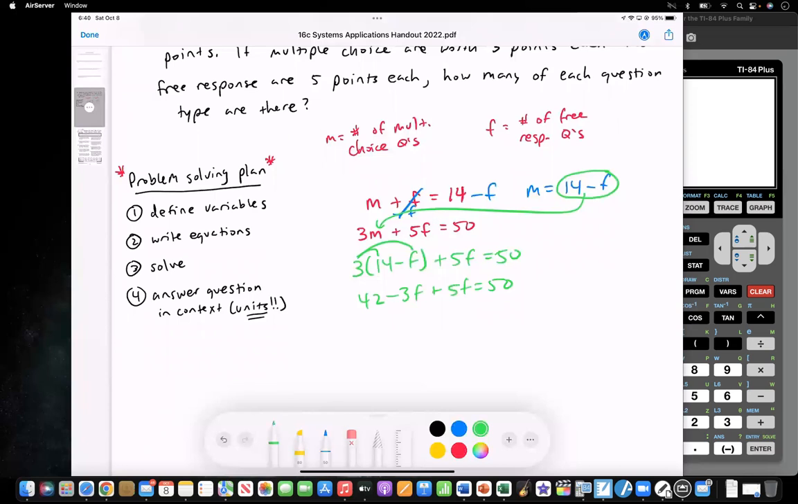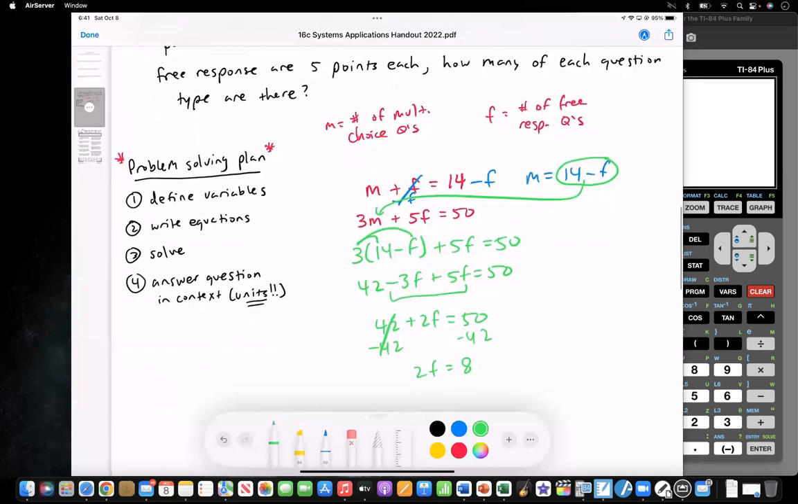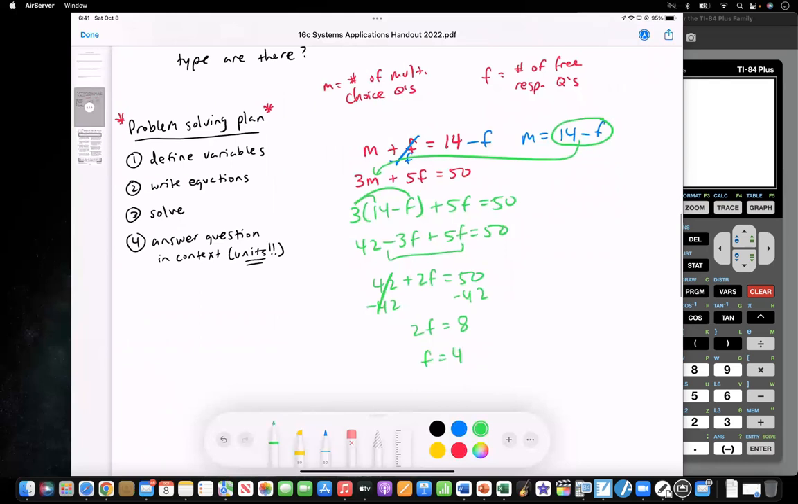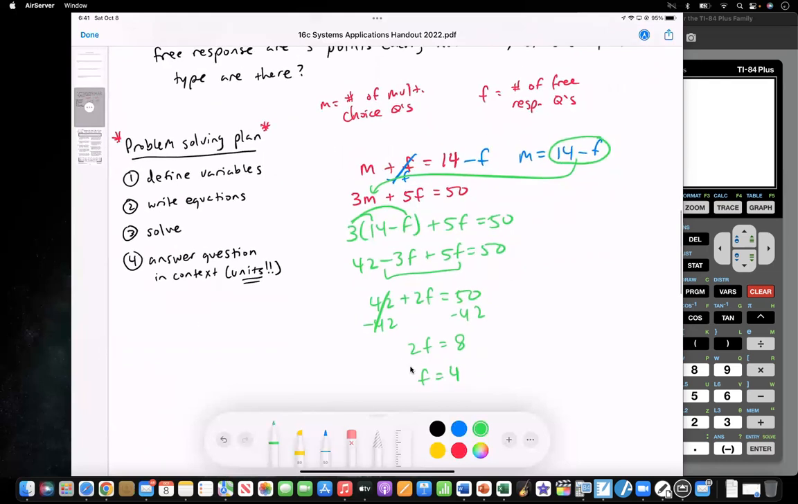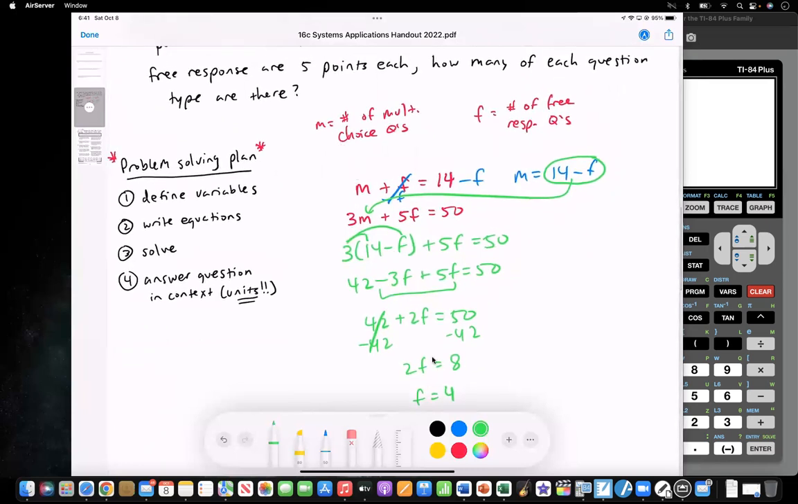So I can distribute, then it looks like we have negative 3f plus 5f, so 5 minus 3 is a positive 2f. Okay, so I can minus 42 from both sides to get this f by itself, so 2f is equal to 8, and if I divide by 2, it looks like f is 4. Okay, so it asks we want the number of each question type, right? So if I know f is 4, the free response questions, I could go ahead and plug that in here. So to get the multiple choice, it's just doing 14 minus f, right? So if I do 14 minus the 4, we get 10.